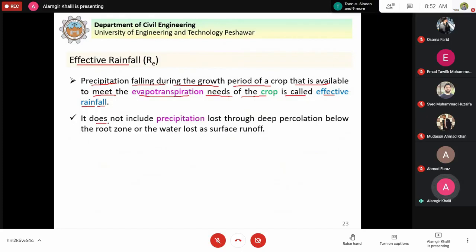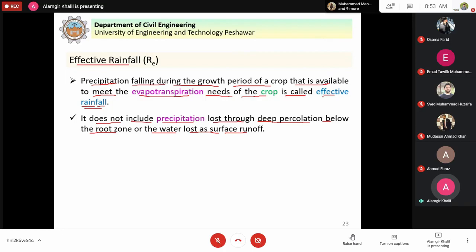It does not include precipitation loss through deep percolation below the root zone or the water lost as surface runoff. So we have precipitation, and that part of the precipitation that is used by the crops in meeting the evapotranspiration needs is known as effective rainfall.